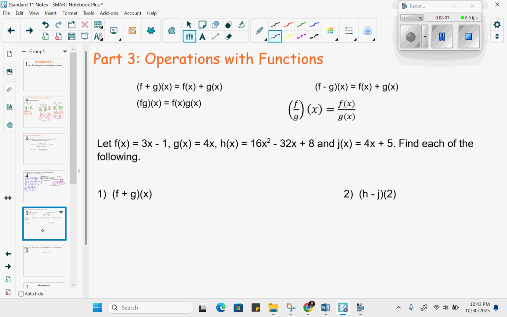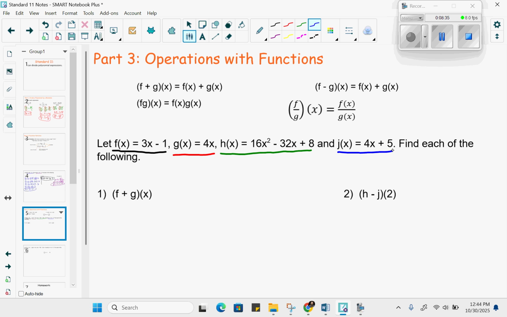All right. So part 3, we're going to talk about operations on functions. We can take that skill we just used, and we can put it together with the last couple weeks, and we can make something different. So let's look at this again. I have f of x equals 3x minus 1. I have g of x is 4x. I have h of x is 16x squared minus 32x plus 8. I have j of x equals 4x plus 5. Those are my 4 different options, f, g, h, and j.